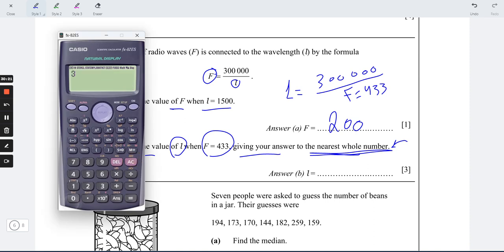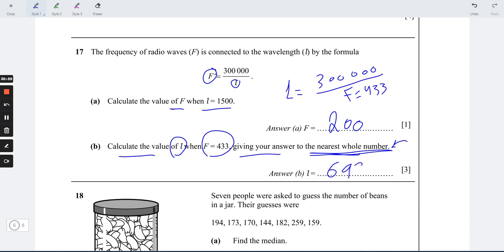So 300,000 divided by 433 is equal to 692.840647. They need it to the nearest whole number. That means our target here is 2. Beside it, after the 2, we have 8. 8 is more than 5, so we add 1 to 2. The answer will be 693.